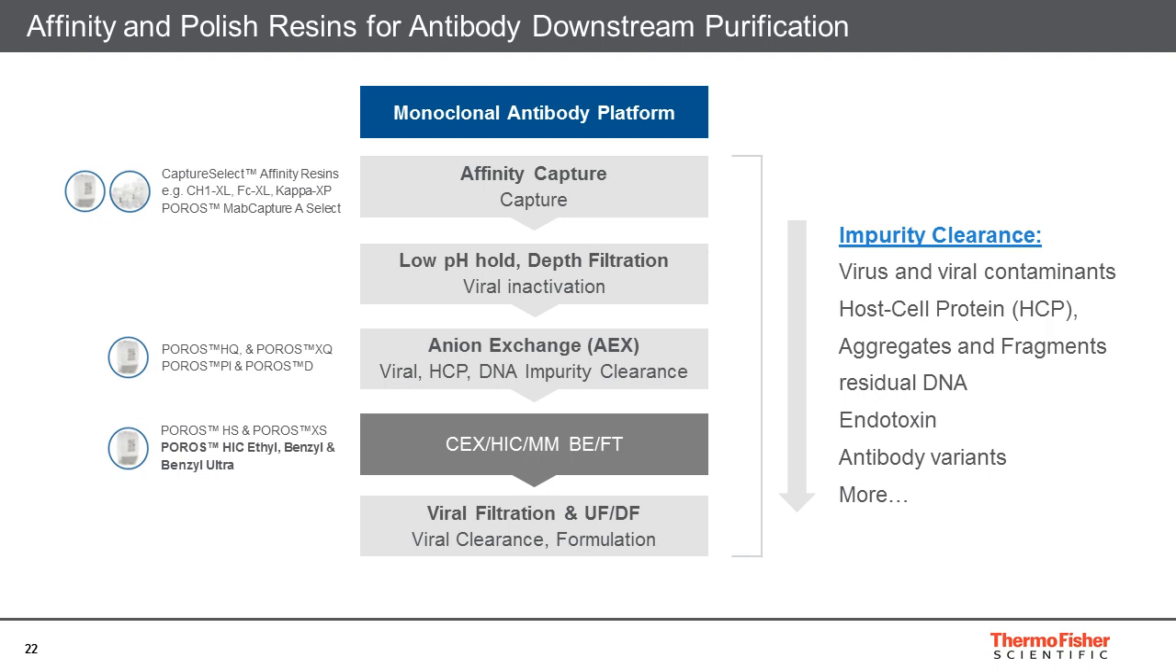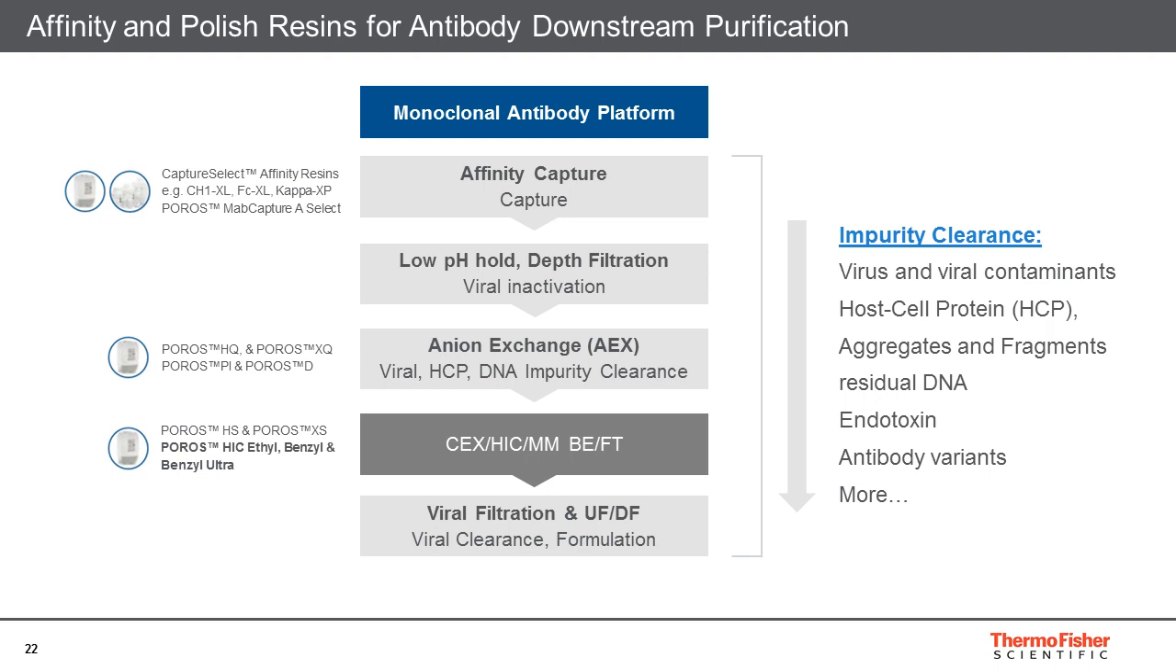Post-affinity capture, the antibody will typically undergo multiple polish steps to remove product and process-related impurities. And it's been well recognized, at least in the mAb field, that anion exchange operated in a flow-through mode is a major workhorse for impurity clearance, such as viruses, residual DNA, and HCP. For AEX, as David alluded to earlier, Thermo Fisher has several offerings, POROS HQ and XQ strong anion exchangers, as well as POROS PI and D, both weak anion exchangers, and all of them have been implemented extensively in the flow-through mode for both clinical and commercial antibody processes.